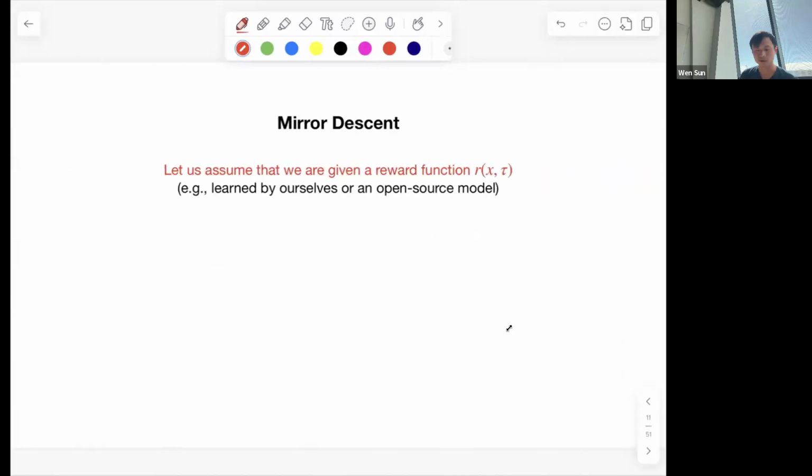Okay, so mirror descent. Let's assume that we are given a reward function, okay, for now. So the reward function could be learned by yourself on your preference data that you collected in some way, or it could be some open source reward model that you got from some benchmark leaderboards, right? So we have some reward model. And what we want to do is to just optimize a language model, optimize a policy pi that maximizes the expected reward. That's our goal.